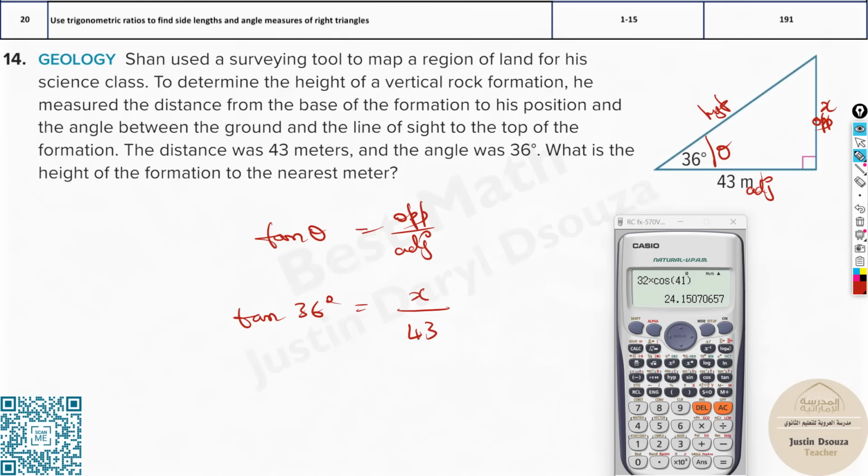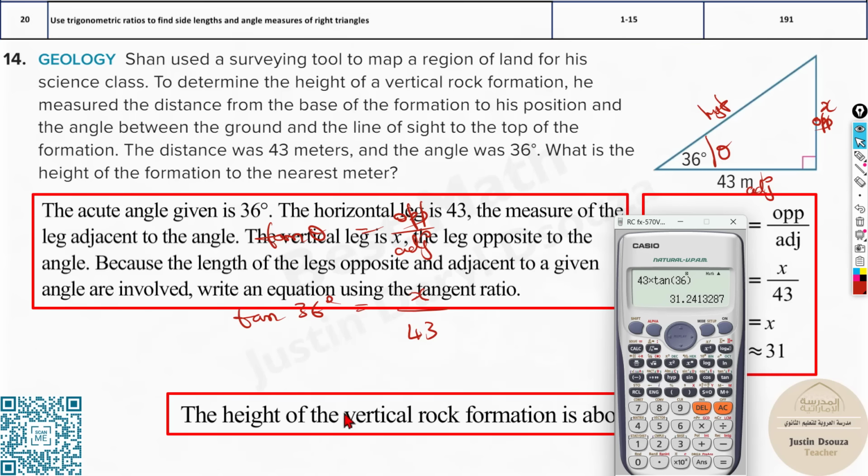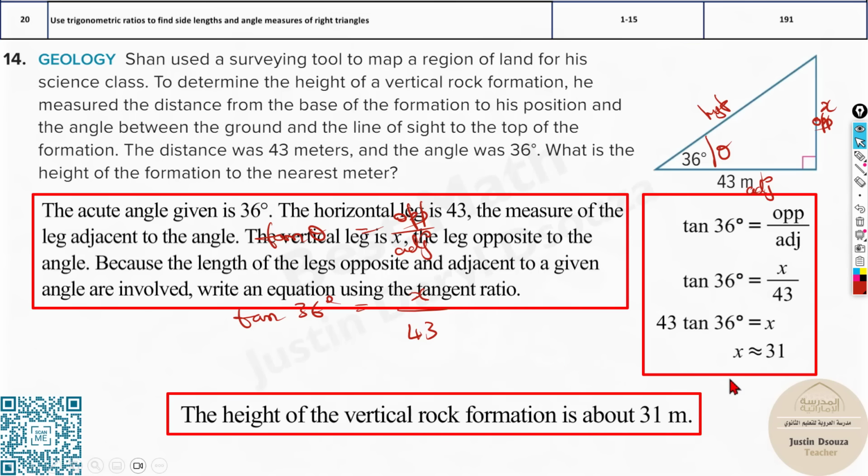So now if you take 43 to the other side, you just multiply 43 times tan 36. Or you can put the equation like this by using equal to and x. You will get the same answer, 31.24. So here 31.24 is supposed to be the exact value, but they have just rounded it off to the nearest meter. See, they have mentioned rounded to the nearest meter. So it will be 31, not the greater one, because less than 31.5, it will be just 31.